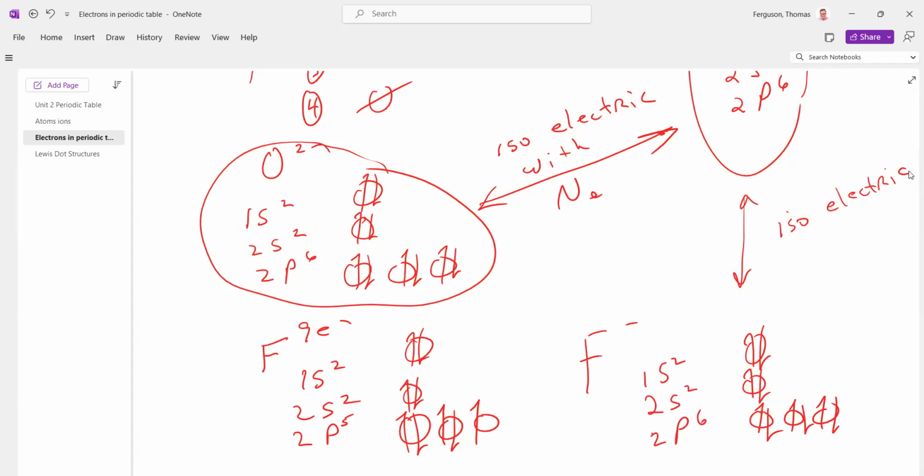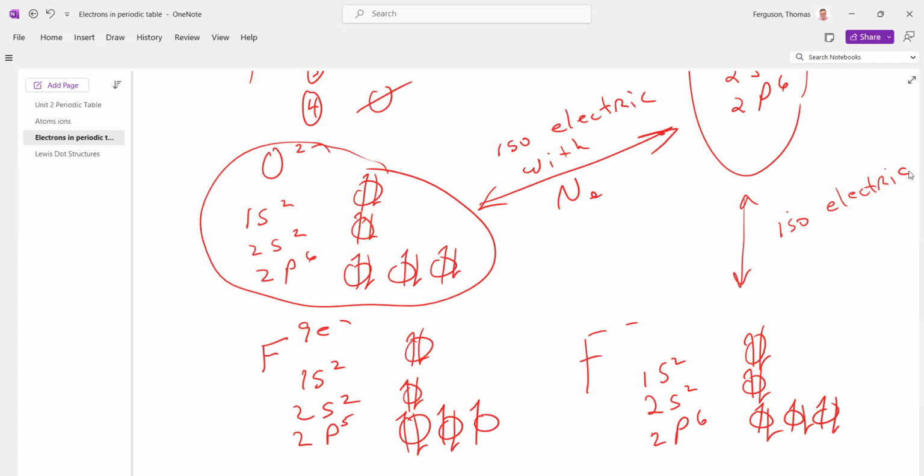Is the period 2 element going to be isoelectronic with neon in its most stable form? Yeah, after it loses or gains electrons. And that's the driving reason for why ions form at all. And that's the same for every period on the table. It gets more complicated when we get to period 3, however.